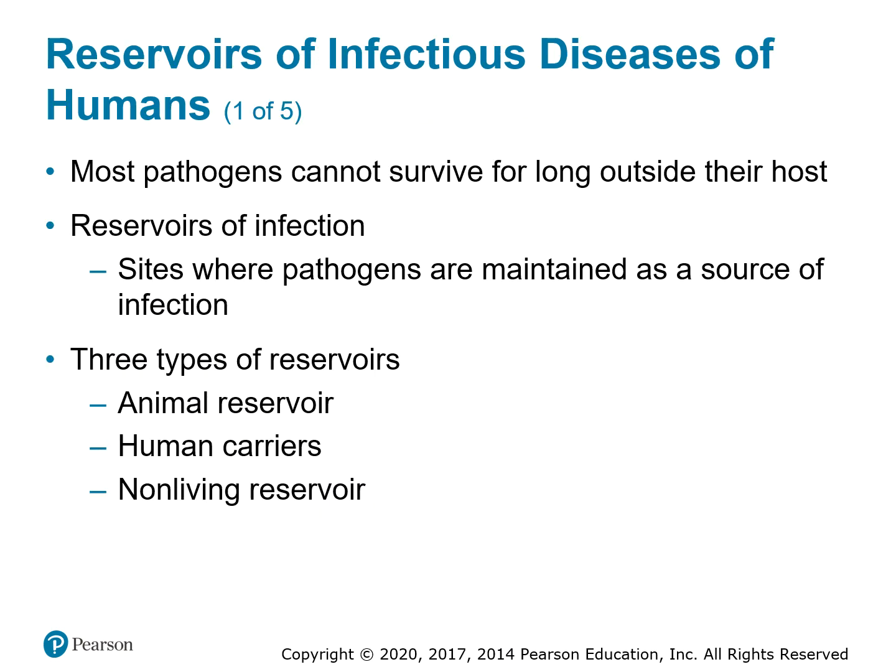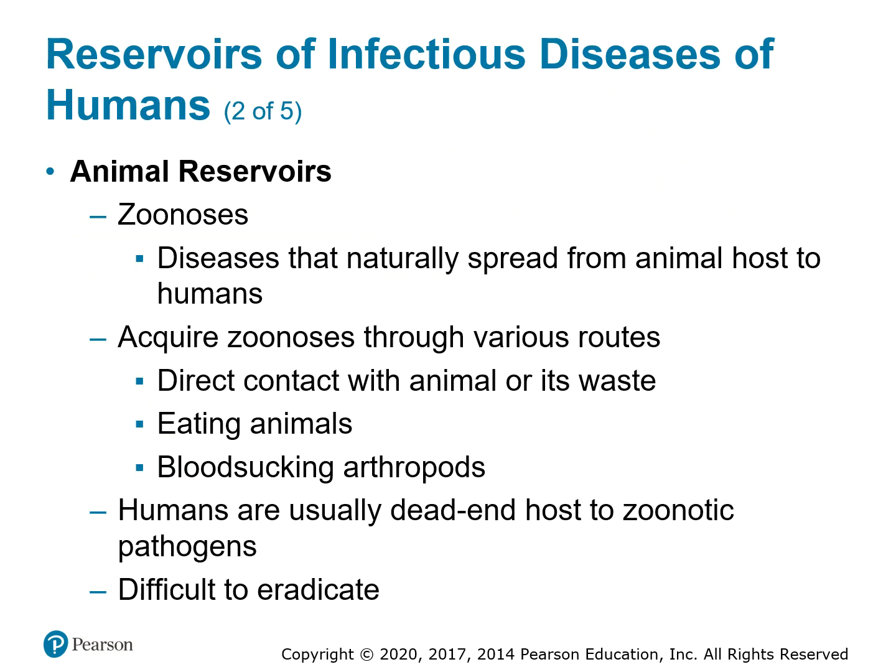Most pathogens cannot survive for long outside of their host. We talk about this idea of a reservoir. Reservoirs are a site where pathogens are maintained as a source of infection. And there are three different types of reservoirs: animal reservoirs, human carriers, and non-living reservoirs. So animal reservoirs, we talk about zoonoses. These are diseases that naturally spread from an animal host to humans.